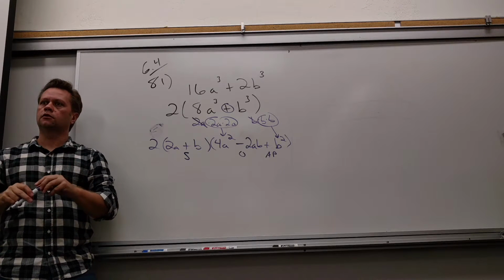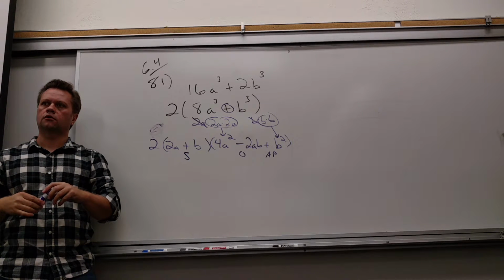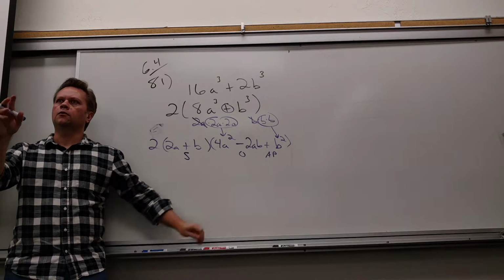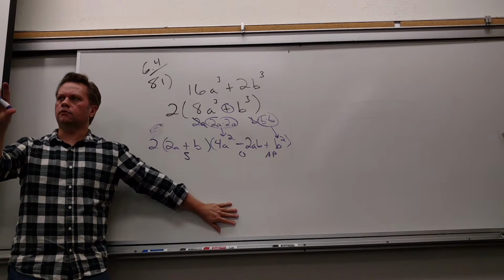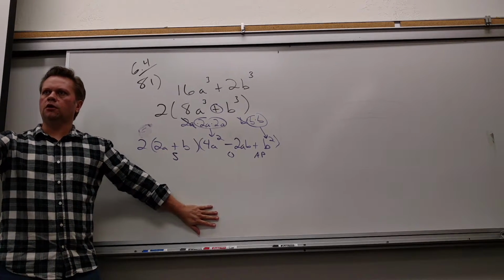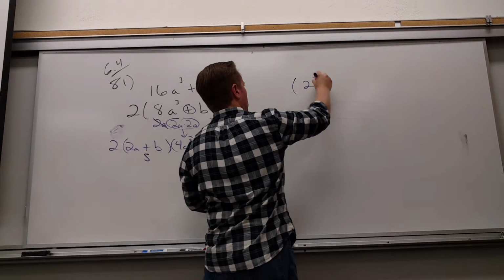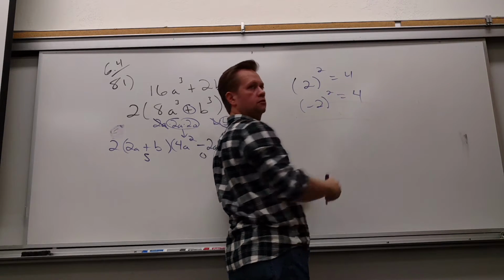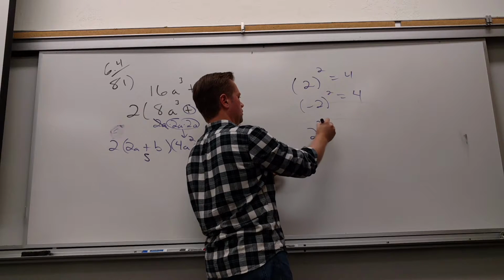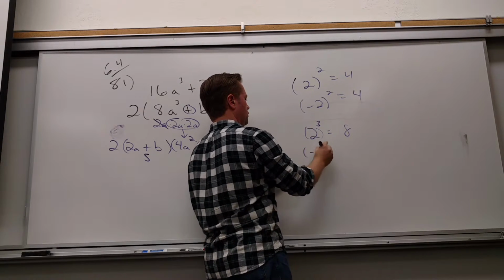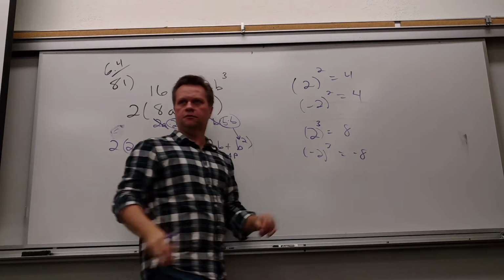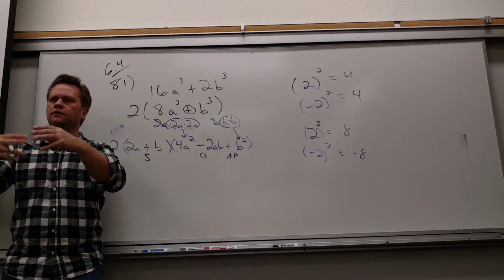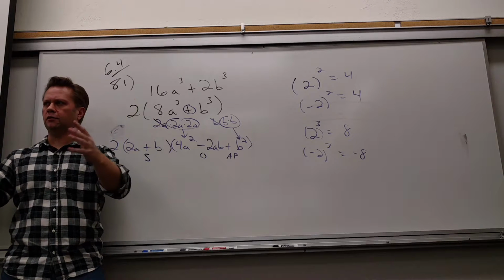Yes? So I thought you couldn't do it when it's adding. Squares are a lot less flexible than cubes. Because what's 2 squared? 4. What's negative 2 squared? 4. But what's 2 cubed? 8. And what's negative 2 cubed? Negative 8. So cubes keep the sign the same. That allows them to be more flexible.